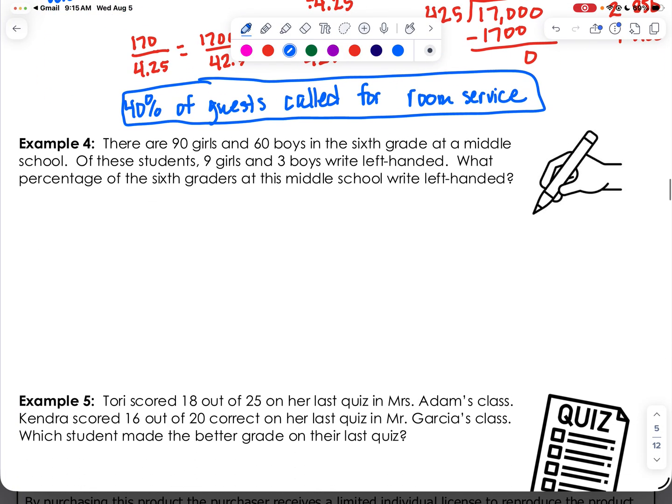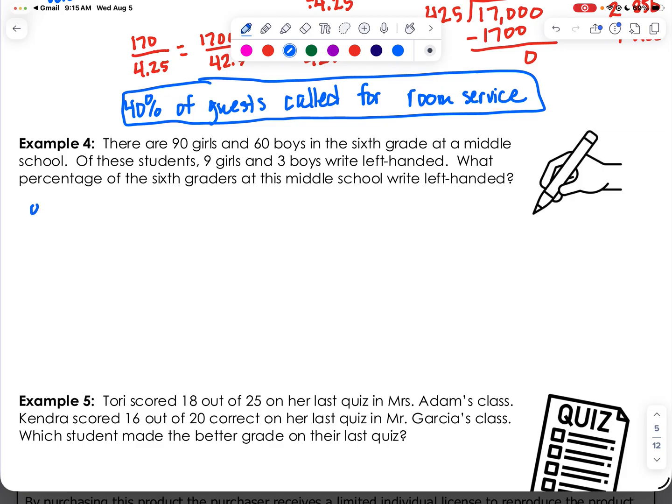All right, example 4. There are 90 girls and 60 boys in the 6th grade at a middle school. Of these students, 9 girls and 3 boys write left-handed. What percentage of the 6th graders at the middle school write left-handed? Pause this video and try this problem on your own. When you're ready to check your answer, press play.